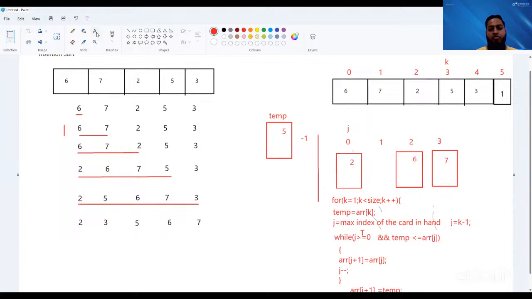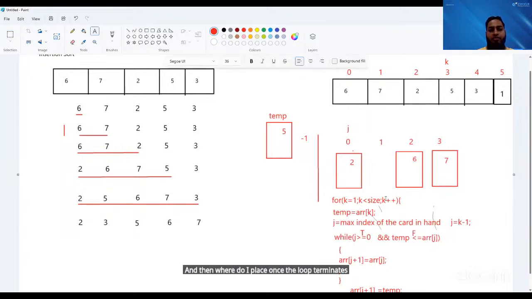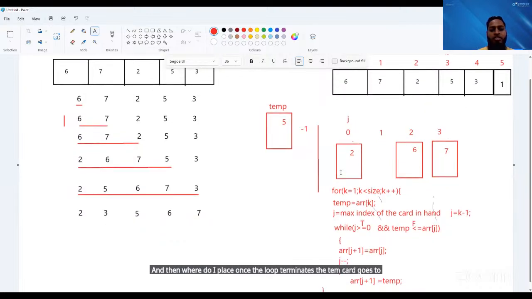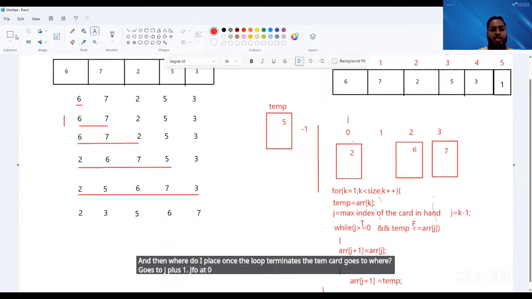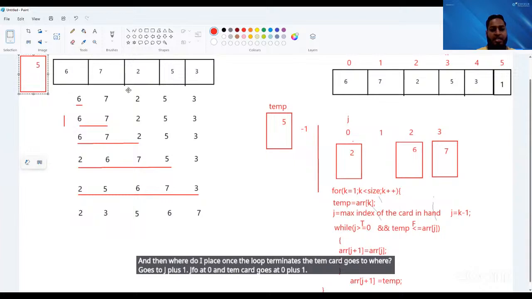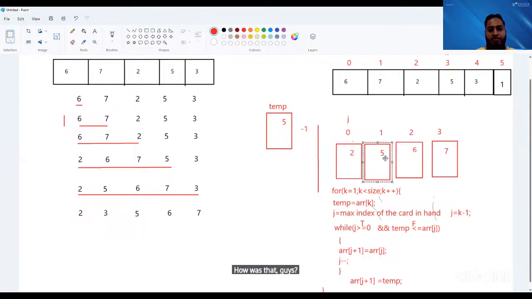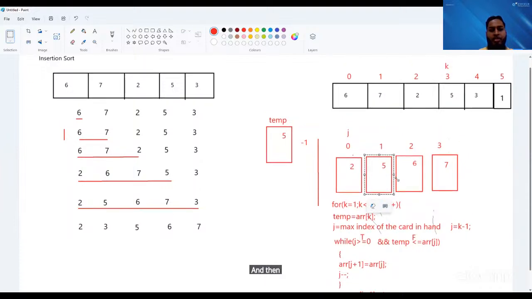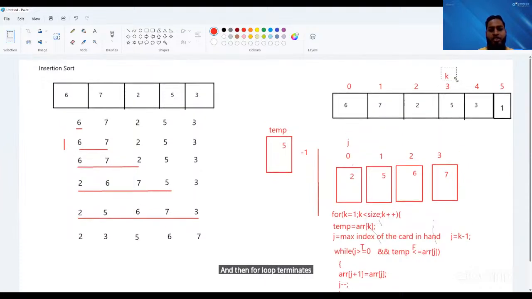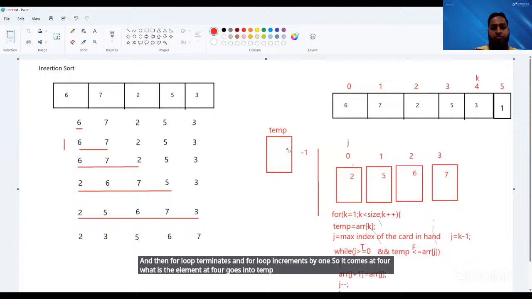And then where do I place my temp once the loop terminates? The temp card goes to J plus 1. J was at 0 and the temp card goes at 0 plus 1. How was that, guys? Are you getting the concept now? And then the for loop terminates and the for loop increments by 1. So it comes at 4. What is the element at 4? Goes into temp. So temp becomes 3.